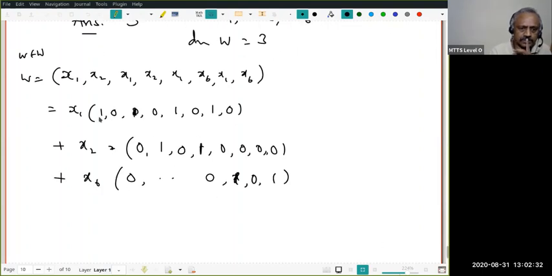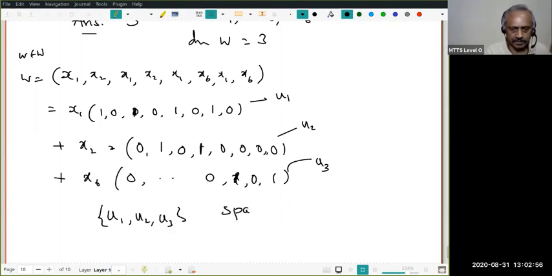You understand this? This will give me x1 in the odd places. This will give me x2 in the second and fourth coordinates, and this will give me x6 in the sixth and the eighth coordinates. So I got everything. Therefore, call this u1, call this vector u2, call this vector u3. Then u1, u2, u3 is a spanning set for W, right?